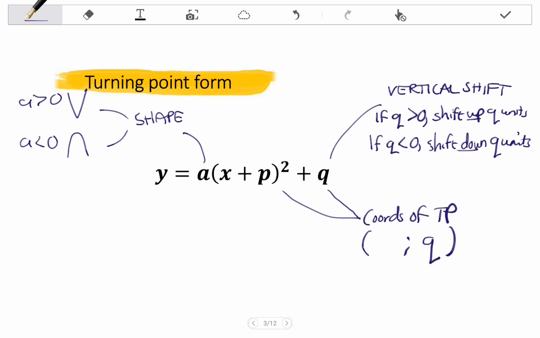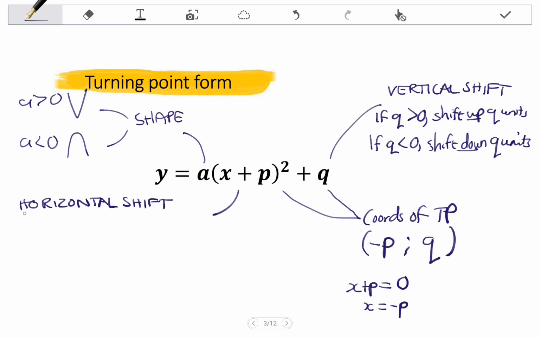Okay, so q is our y-coordinate, but the x-coordinate we find by taking what is in the brackets, so x plus p in this case, making it equal to 0, and then solving for x. So in this case, I would subtract p and I'd get x equals negative p. So my x-coordinate of the turning point would be negative p. Okay, then p is involved in the horizontal shift. Okay, now p is a value that is added or subtracted to x.